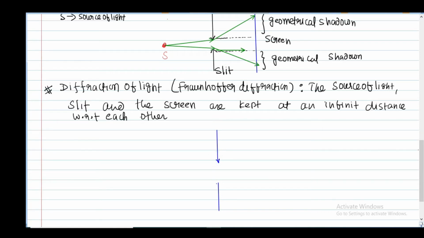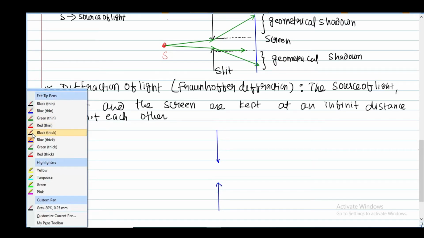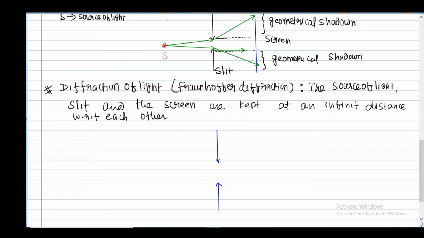Okay, the edges are very sharp. And this is your screen. A screen is placed at a very far distance. Here I am showing a nearby distance, but basically the screen is placed at a far distance, very far away. Like this you can see here. This is the screen. So the screen is kept at a very far distance.